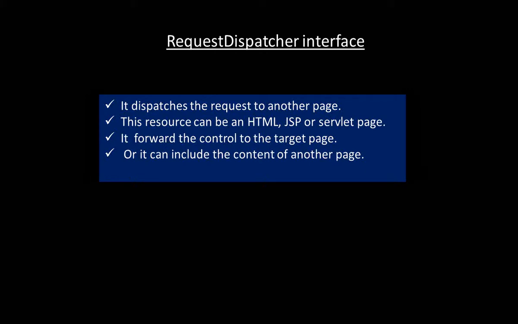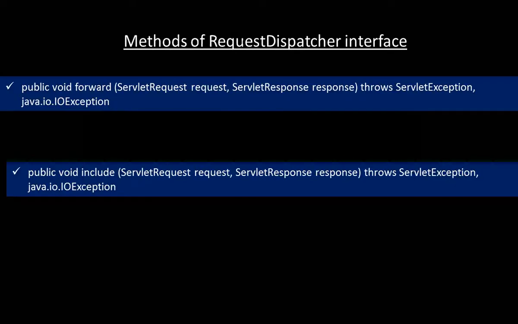Now, you might compare it with the action tags that we have studied in JSP. Those were jsp:forward and jsp:include. Methods of the RequestDispatcher interface. The first method that I am going to tell you about is the forward method. Its prototype, that is signature, is like public void forward, and as arguments we'll have a reference of ServletRequest and a reference of ServletResponse. And this method throws ServletException and IOException.